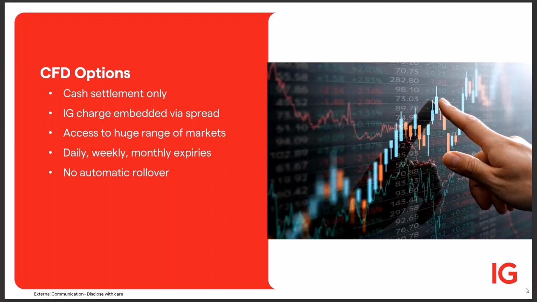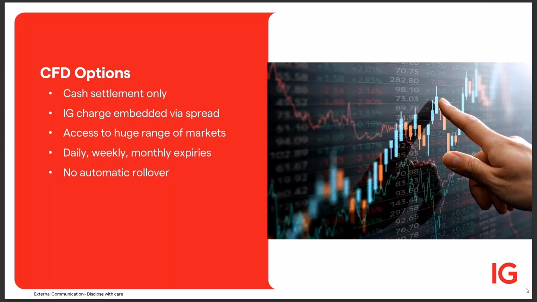At IG, on the CFD options that we provide, we actually give different expiries. So you can have the 0 DTEs or so-called daily options, so they expire within the day. We have weekly and also monthly expiries. You might know the monthly expiries from, let's say, the listed options side. Given here everything is OTC, you have different expiries that you can choose from.